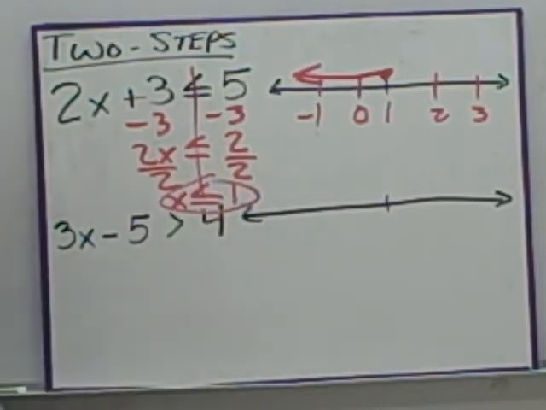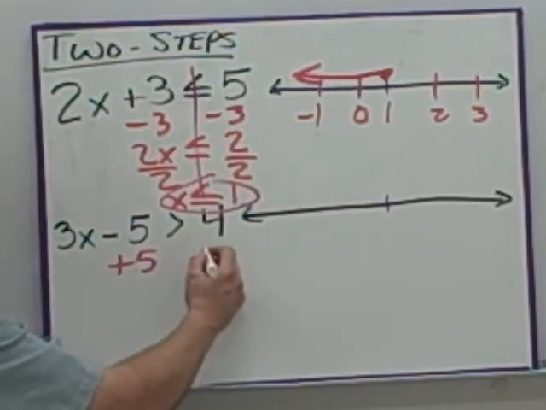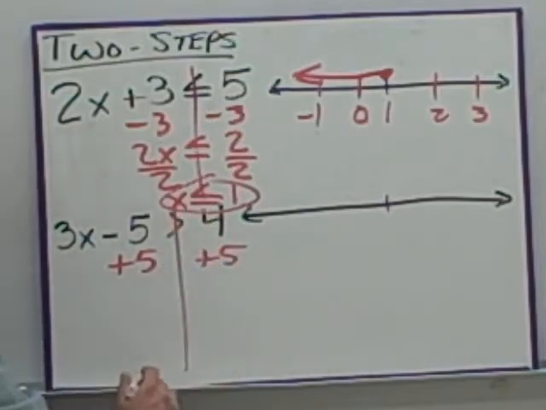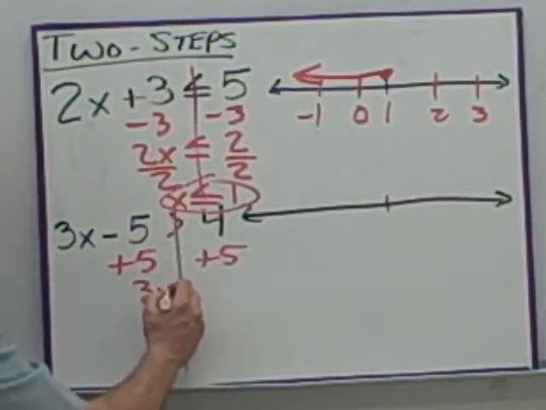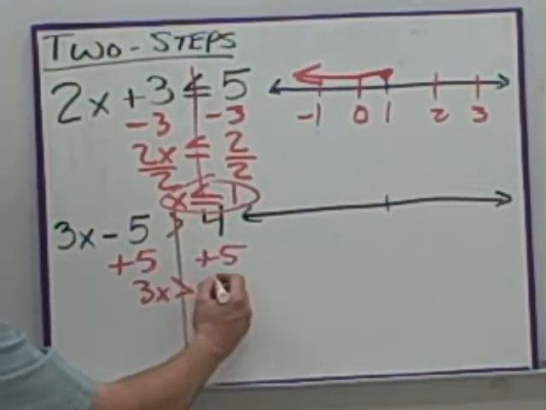Two parts to that. Next one. I'm going to add 5 to both sides as a first step. That's going to give me 3x is greater than 9.